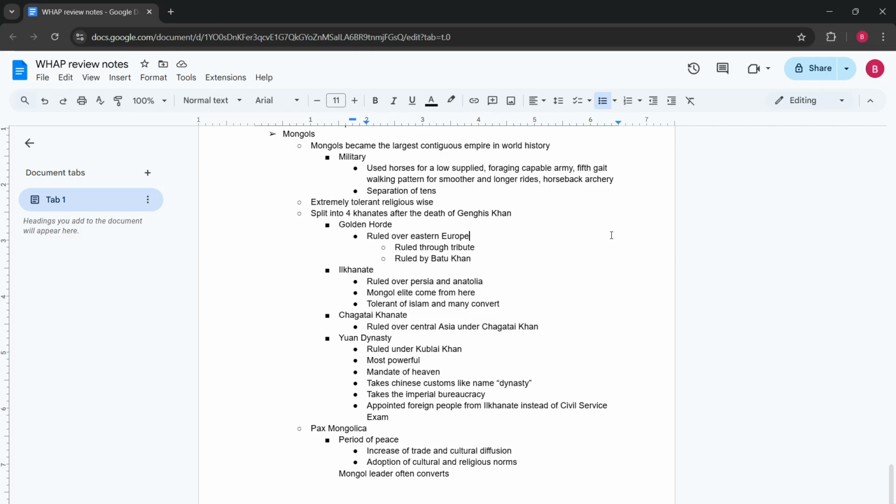And they also used the separation of tens. So they separated their army by groups of tens, hundreds, and thousands, which helped for army organization for the most part. That just allowed them to not get confused as easily.